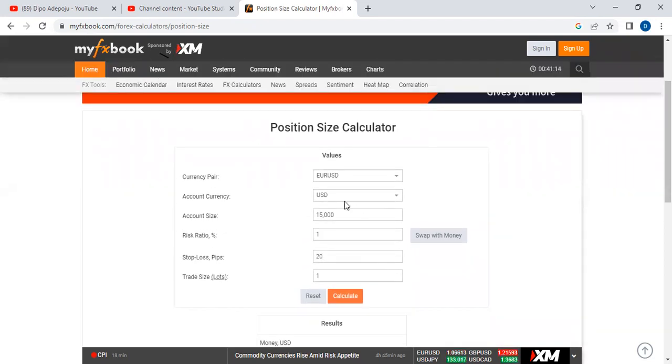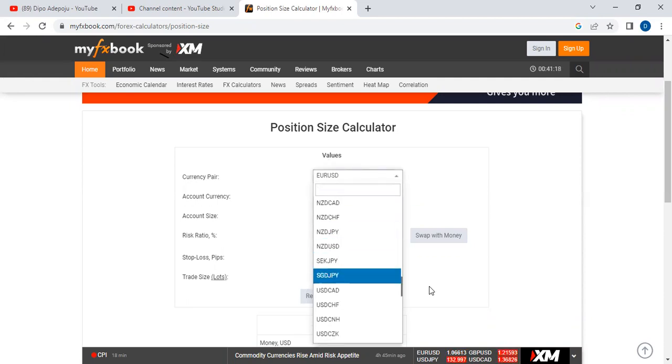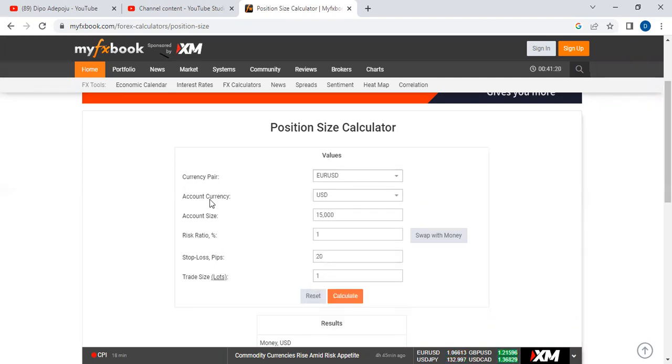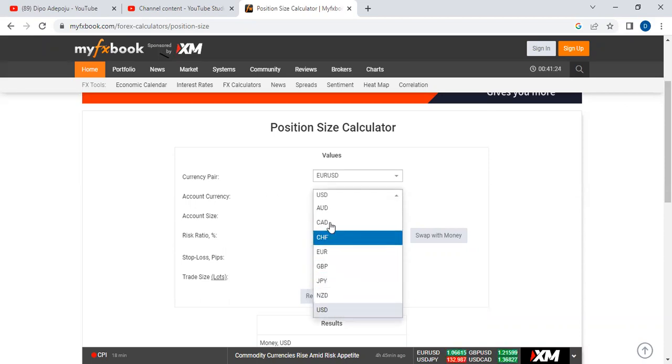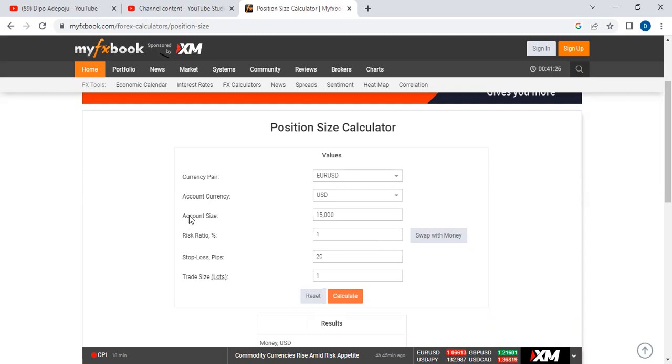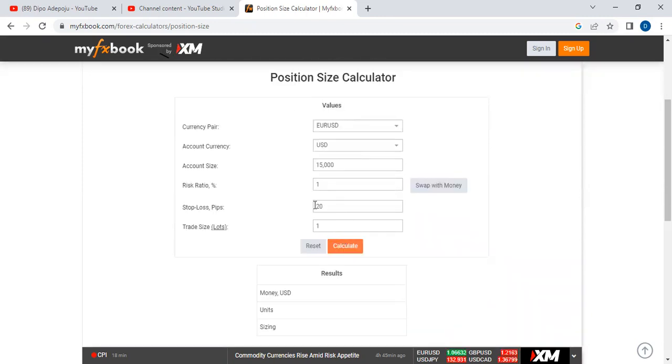Look at this. The currency pair I'm trading is Euro USD. You can change it, but for now we are trading Euro USD. The account currency is USD. You can change it, depending on the account you are using. Account size, of course, I'm using a $15,000 account. And what percentage can I risk on my $15,000 account? I can only risk 1%, which means I'm risking $150 per trade.